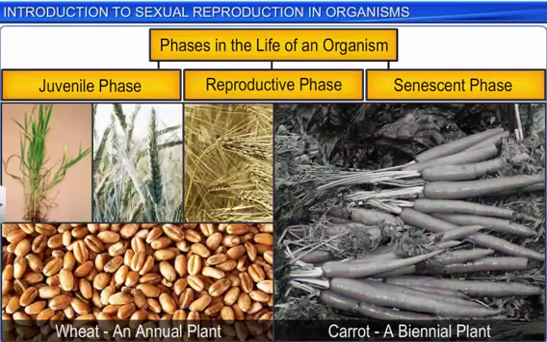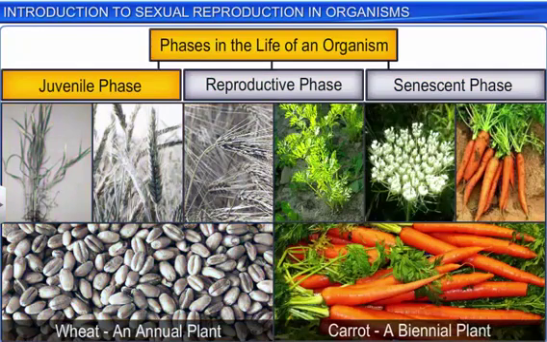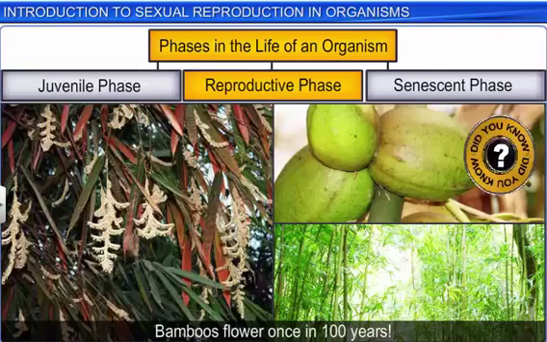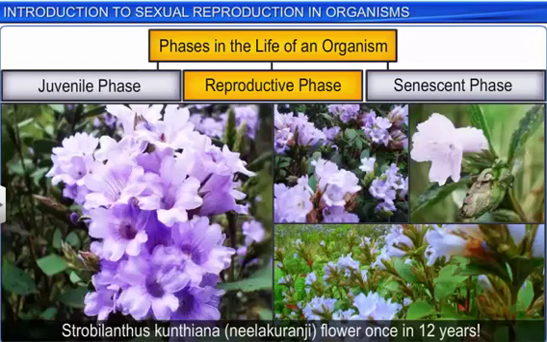As all 3 phases of an annual plant occur in 1 year, whereas biennials have a 2-year life cycle in which the plants enter the vegetative phase in the first year and the reproductive followed by the senescent phase in the second year. Did you know that certain plants such as bamboo flower only once in 100 years, produce fruits and then die? Similarly, Strobilanthes kunthiana or Neelakuranji flowers every 12 years.